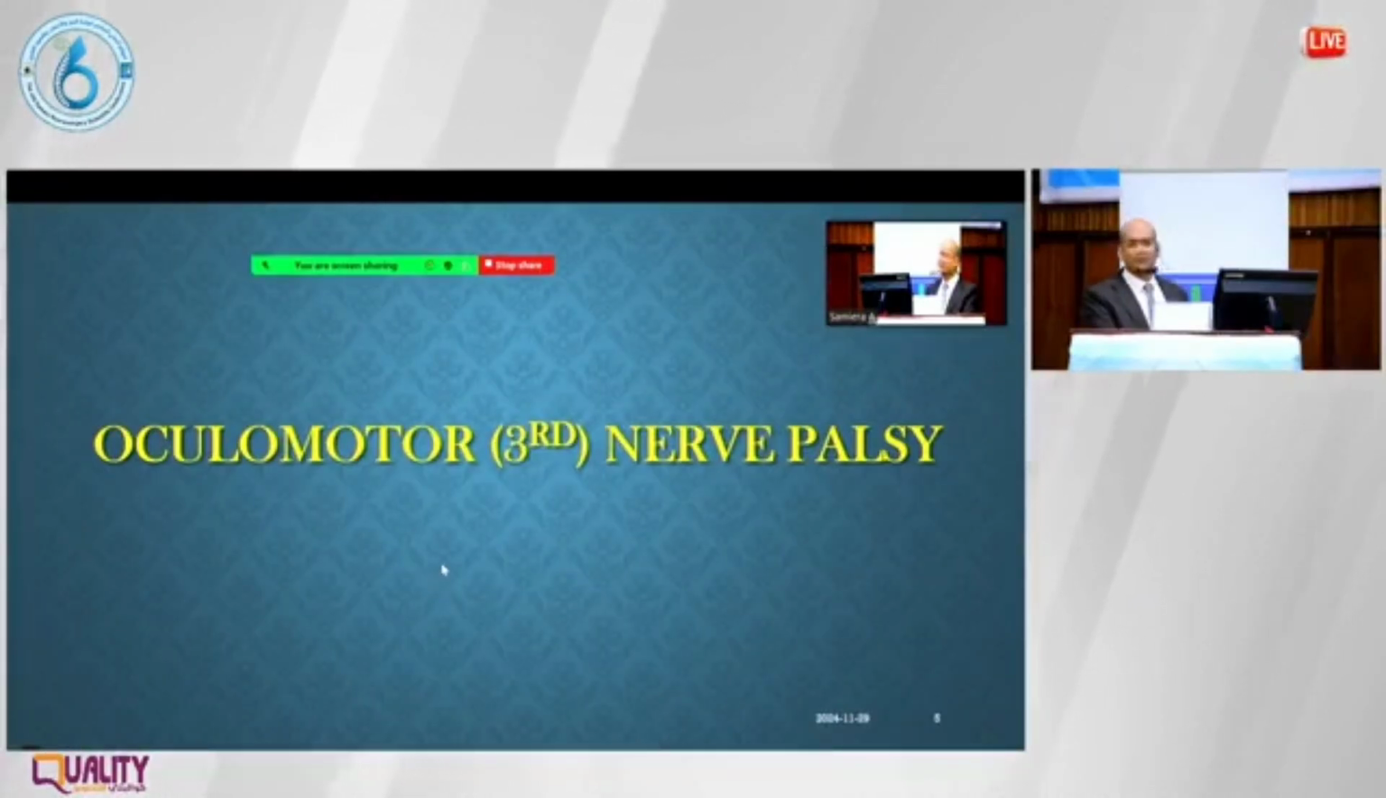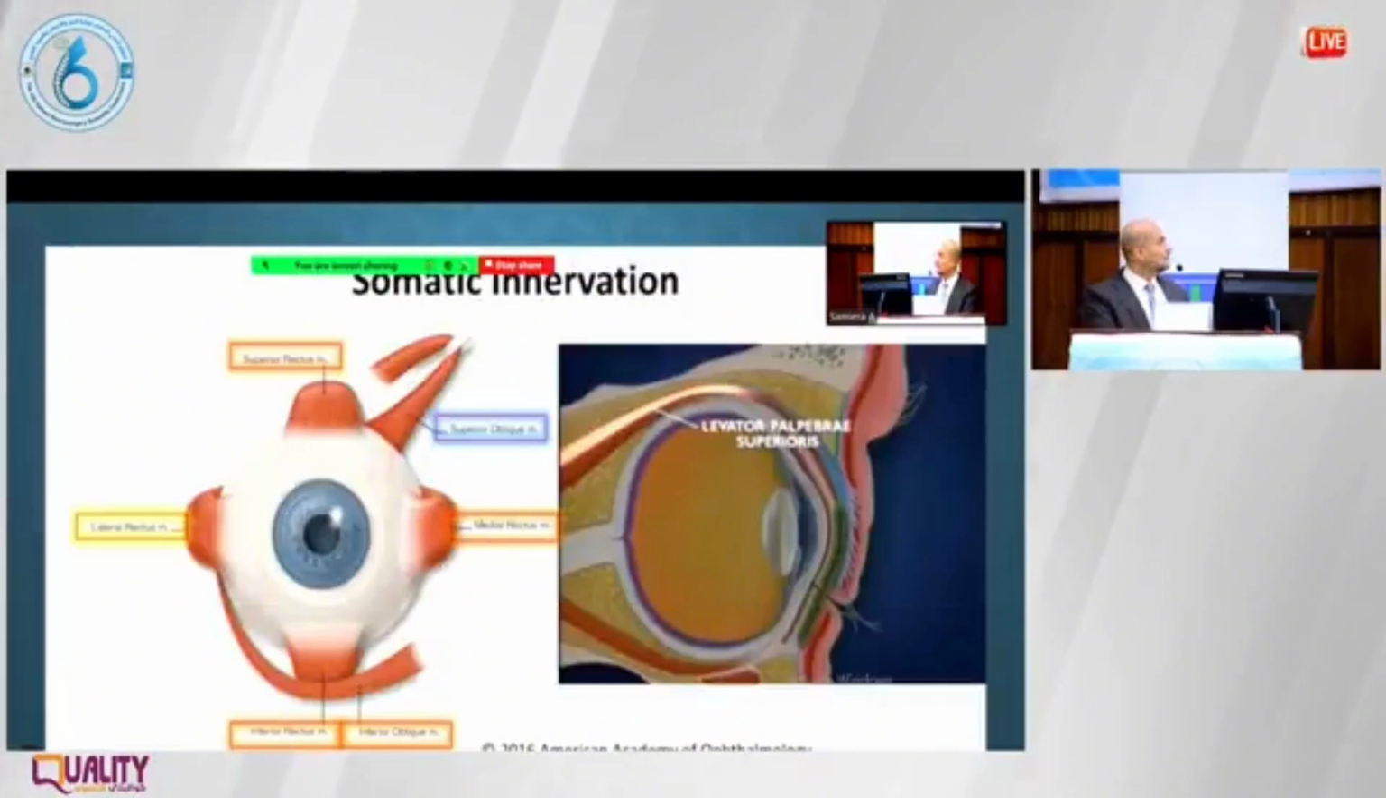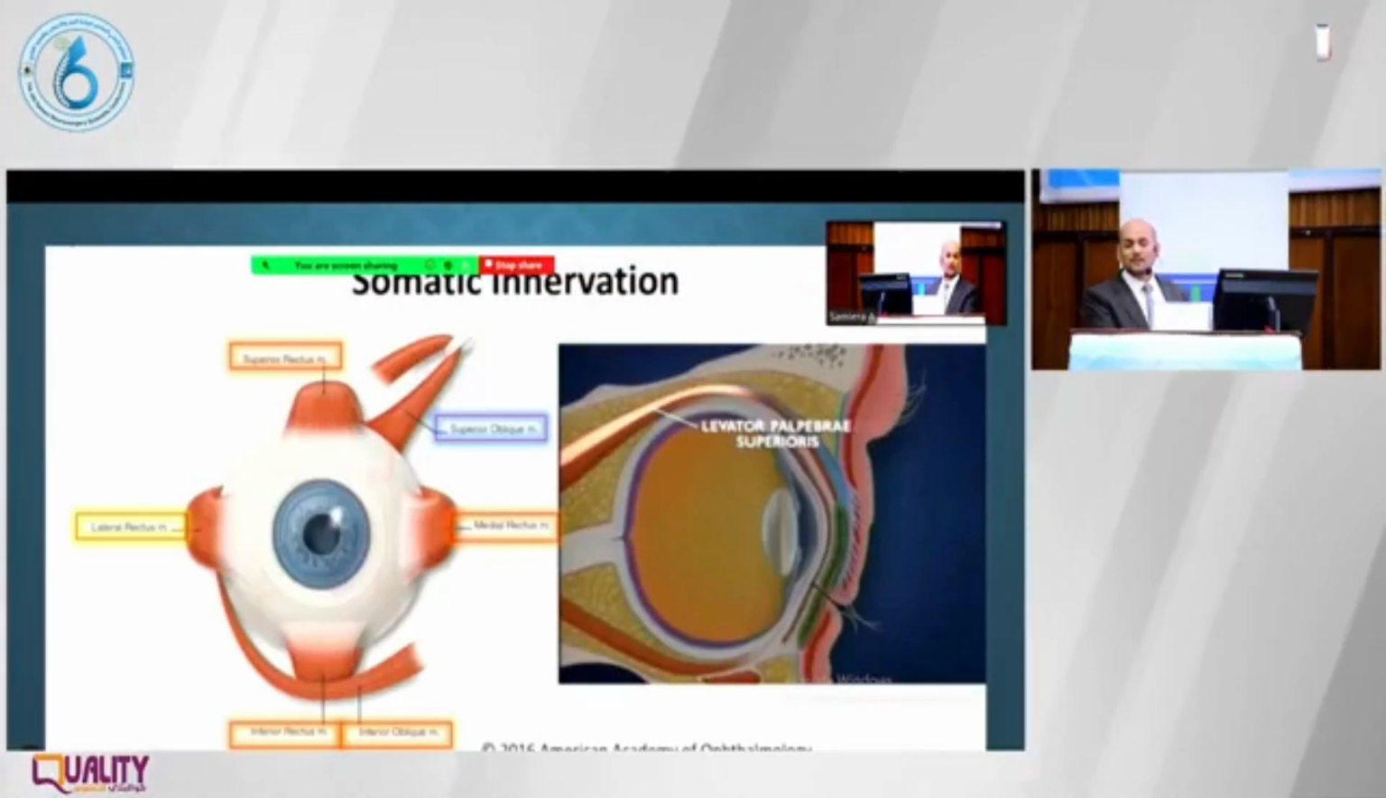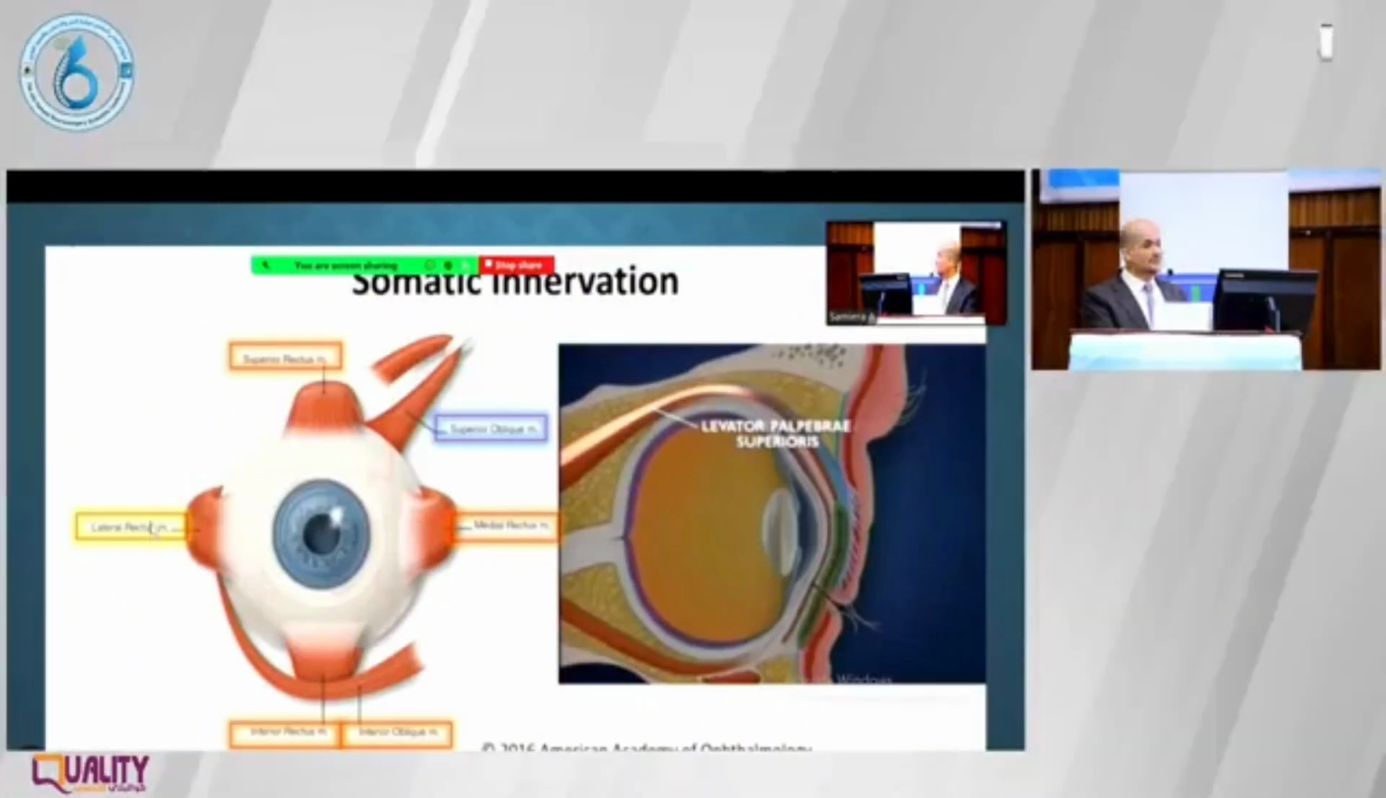So coming to the oculomotor nerve. The oculomotor nerve is responsible for all the muscles except the superior oblique and the lateral rectus. And because of that, patients with oculomotor nerve palsy will present with outward and downward deviation of the eye, because the lateral rectus is still working and the superior oblique, which is a depressor, is still working.